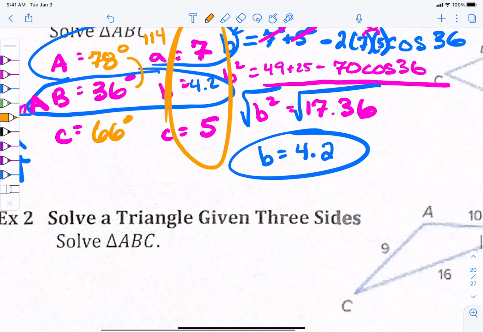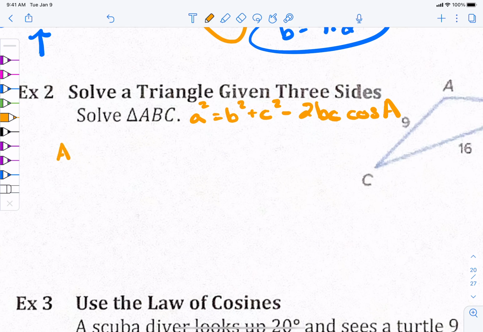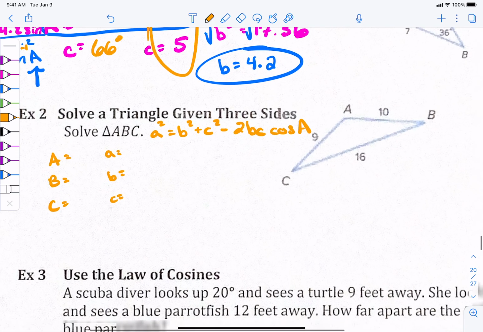All right, so just another formula. I'm going to write that law of cosines thing down. A squared equals b squared plus c squared minus 2bc cosine of A. Okay, that's my formula from up above. All right, let's write down ABC and little a, little b, little c.